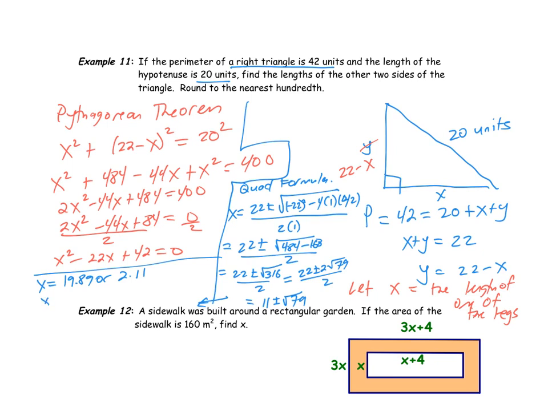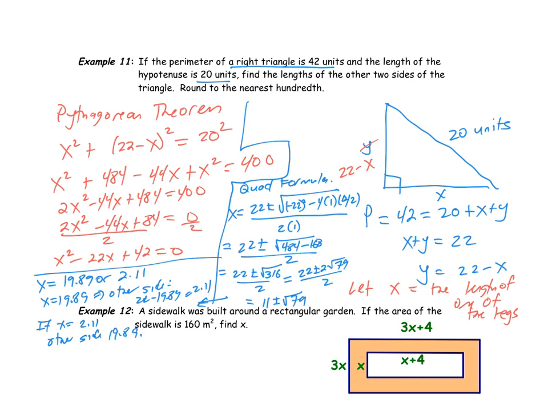So if x is equal to 19.89, the other side of the triangle is going to be 22 minus 19.89, which turns out to be 2.11. And if x is equal to 2.11, the other side turns out to be 22 minus 2.11, which is 19.89.